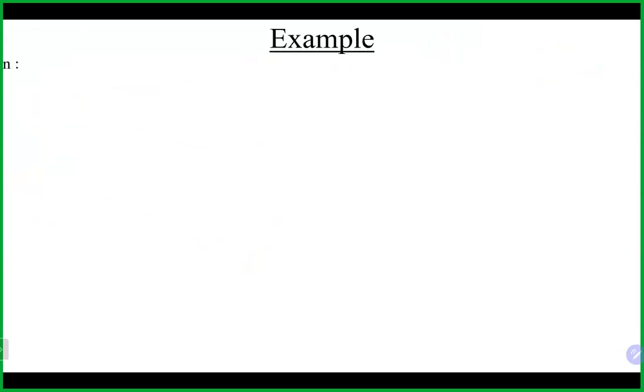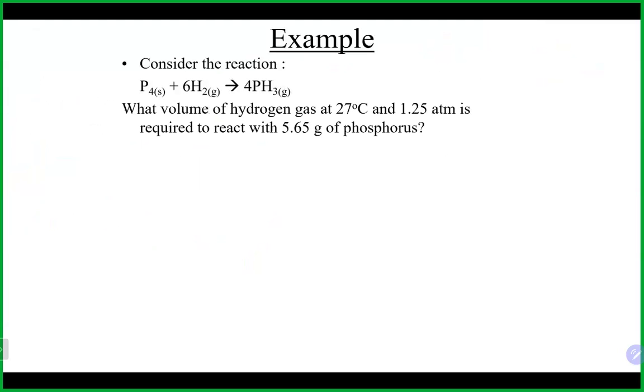So let's take a look here and consider this reaction. We were looking for what volume of hydrogen gas at 27 degrees Celsius and 1.25 atmospheres is required to react with 5.65 grams of phosphorus. So a couple of things here. We are looking for hydrogen, which is a gas. So that makes me think I should maybe use my ideal gas law at some point.